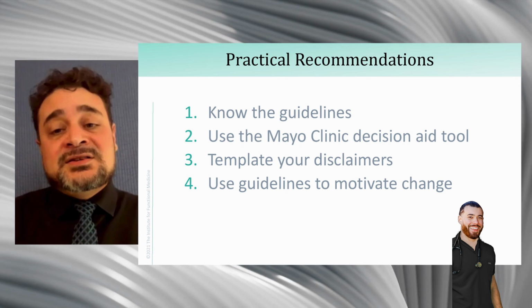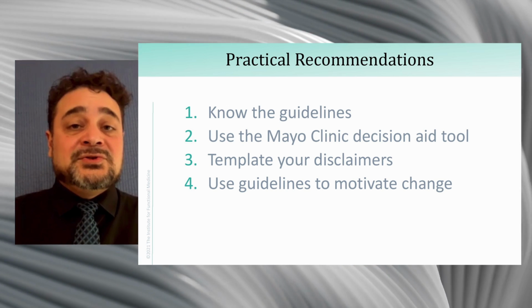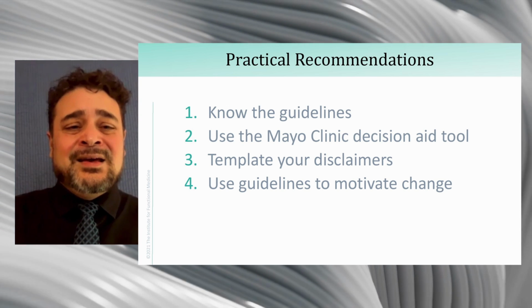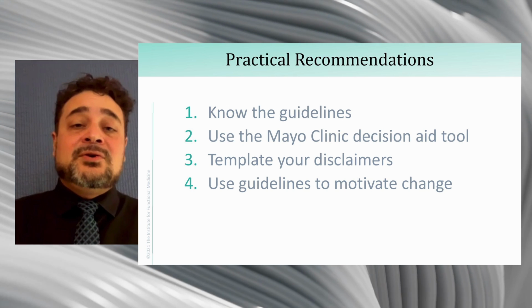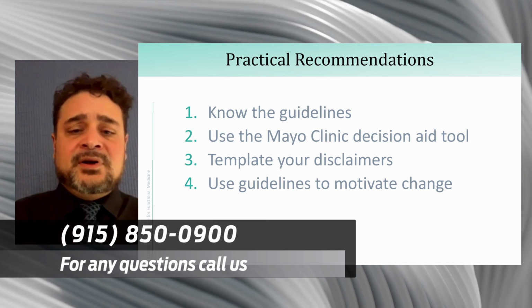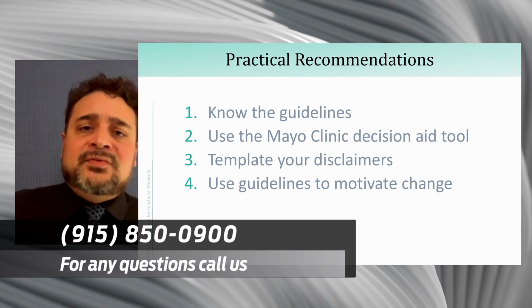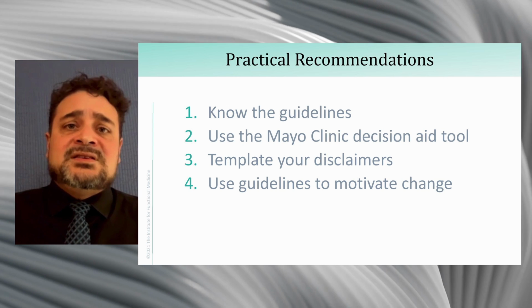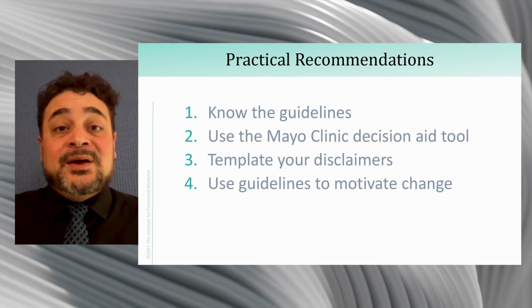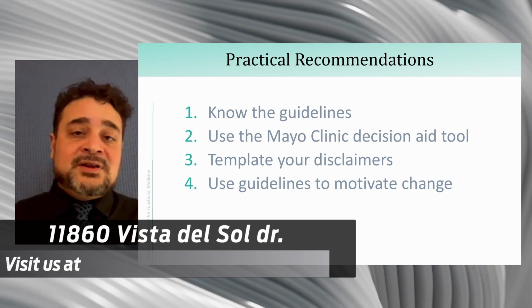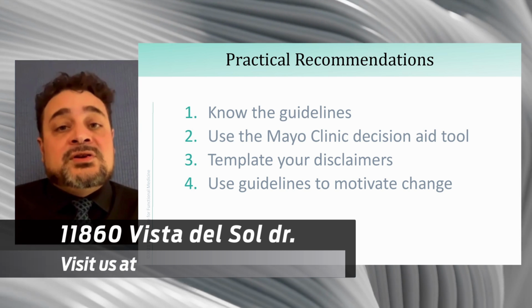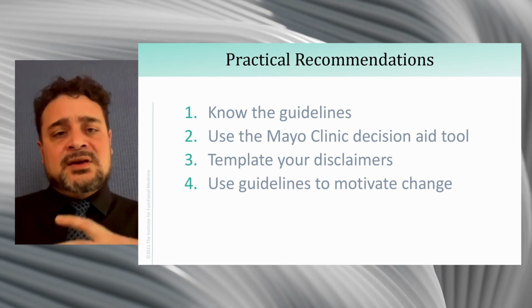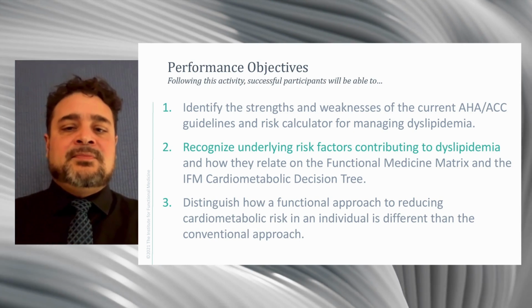Use the Mayo Clinic decision aid tool. I think it's a very powerful tool. It empowers us and empowers patients to understand what these numbers really mean. Template your disclaimers so you don't forget to put the disclaimer in, and use the guidelines to motivate change. They don't have to be on a statin, but if you say, look, this is so bad that according to current guidelines, your risk of having heart disease is so high that they recommend you go on a statin drug. Oh, no, I don't want to go on a statin drug. Okay, well, then what can we do? What can we work on? Document that they refused, but use the risk factor, or use the analysis to motivate change.